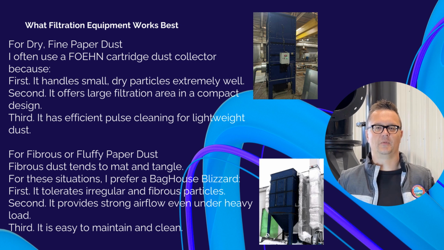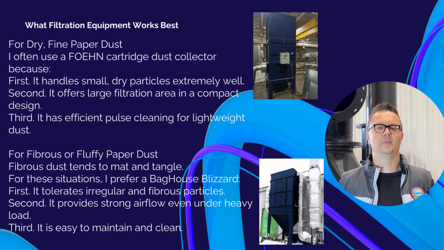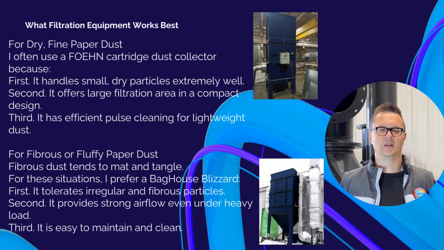For dry, fine paper dust, I often use a cartridge dust collector because, first, it handles small, dry particles extremely well. Second, it offers large filtration area in a compact design. Third, it has efficient pulse cleaning for lightweight dust. For fibrous or fluffy paper dust, fibrous dust tends to mat and tangle. For these situations, I prefer a baghouse. First, it tolerates irregular and fibrous particles. Second, it provides strong airflow even under heavy load. Third, it is easy to maintain and clean for combustible paper dust.